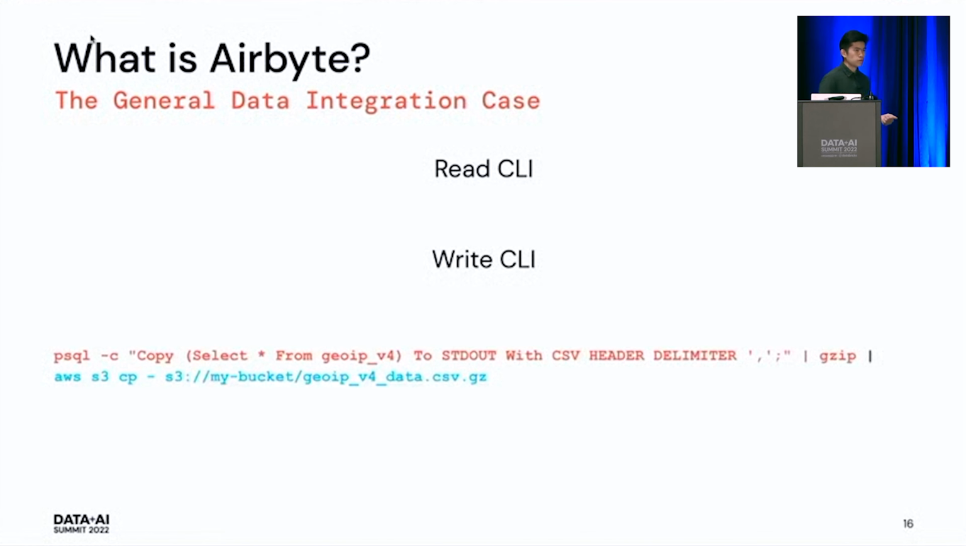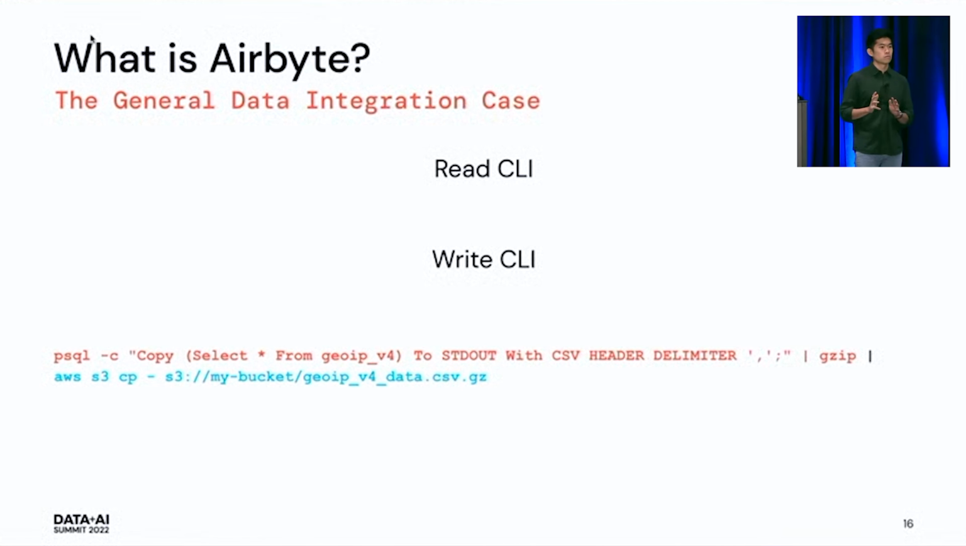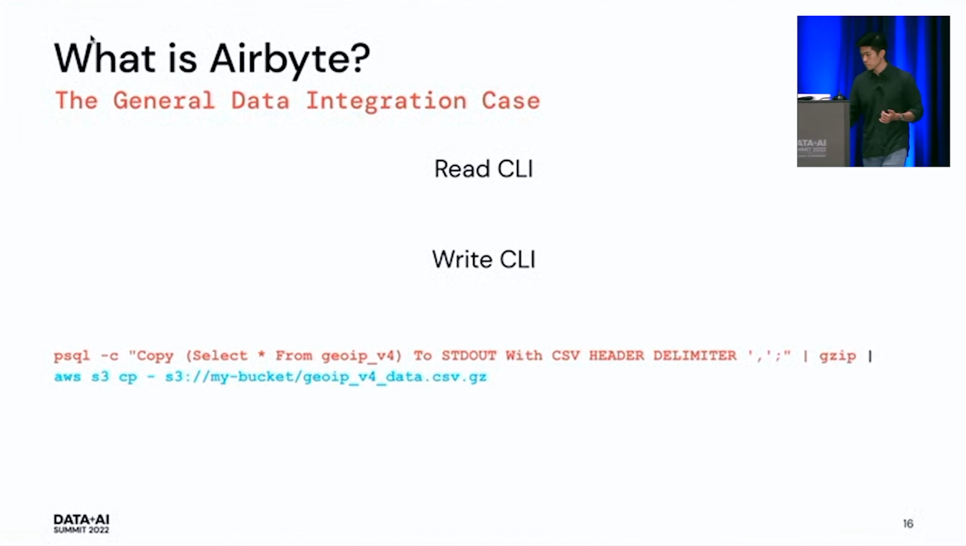But here's an example of a CLI command that doesn't come from us. In the red text, you have a read command. That comes from Postgres. We're reading from Postgres, and then gzipping it. And then in the blue command, you have an AWS command. We're writing it to AWS. So in totality, the read CLI reads from Postgres, and the write CLI writes to S3.